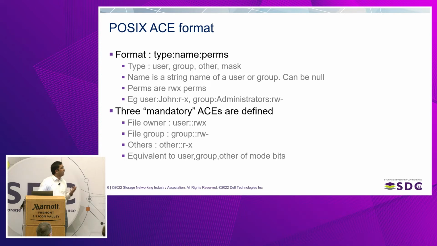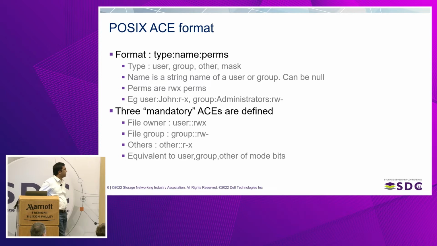So here's what a POSIX ACL looks like. You have type, name, and perm. This is the syntax, if you will, of a POSIX ACL. The first part of the ACL is the type. It can be either user, group, or other. It can also be mask, but we'll talk about mask later. Let's just focus on user, group, and other right now. If the type is user, that means this ACE applies to a user. If it's group, it means it's a group. And if it's other, it means other users in the system.